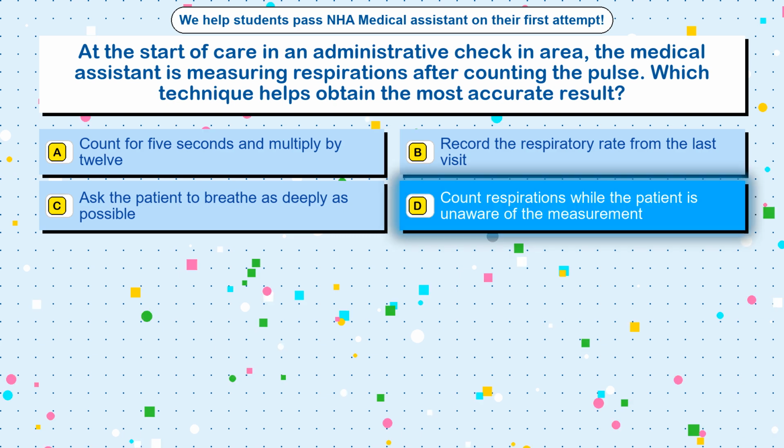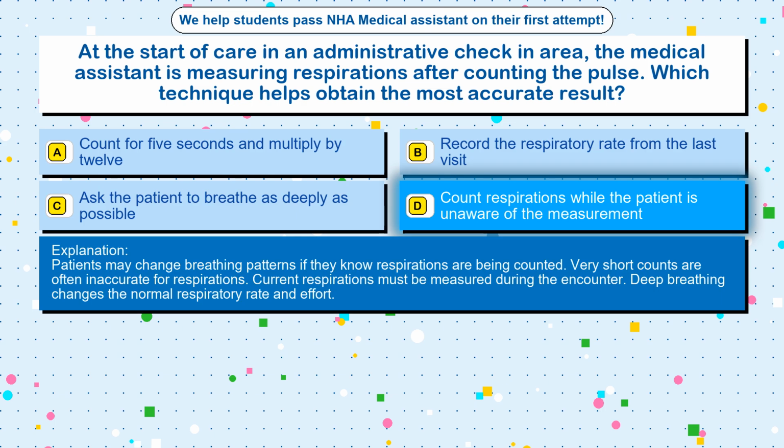The correct answer is option D, count respirations while the patient is unaware of the measurement. Patients may change breathing patterns if they know respirations are being counted. Very short counts are often inaccurate for respirations. Current respirations must be measured during the encounter. Deep breathing changes the normal respiratory rate and effort.